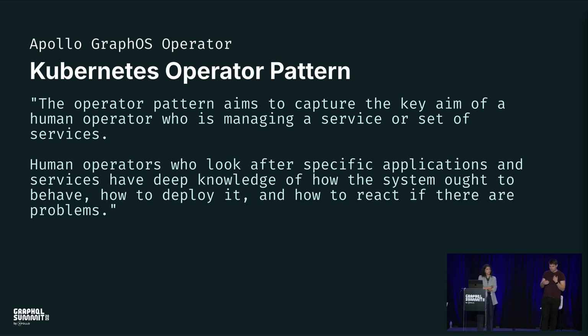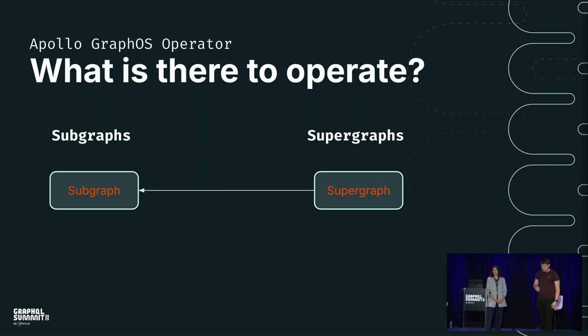So how to best maintain them, run simple actions against them in a way that a skilled human operator would be able to do. That's the idea behind the Kubernetes operator that we have: we're trying to build something that allows us to manage GraphOS artifacts as though they were Kubernetes artifacts, like that skilled SRE in the cluster. But the question is, what is there to operate?